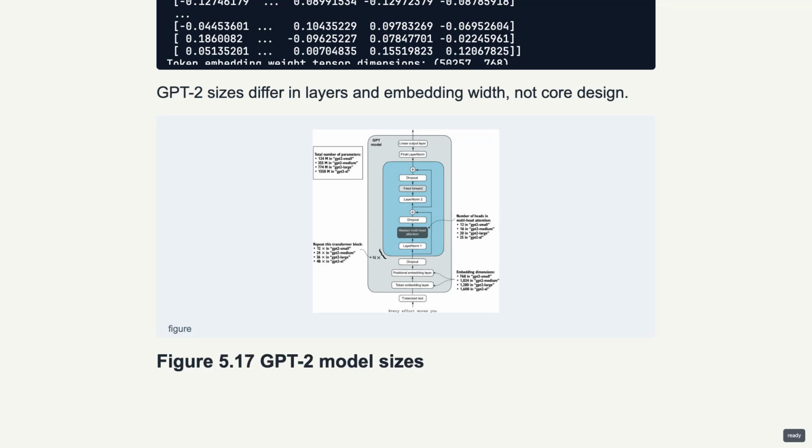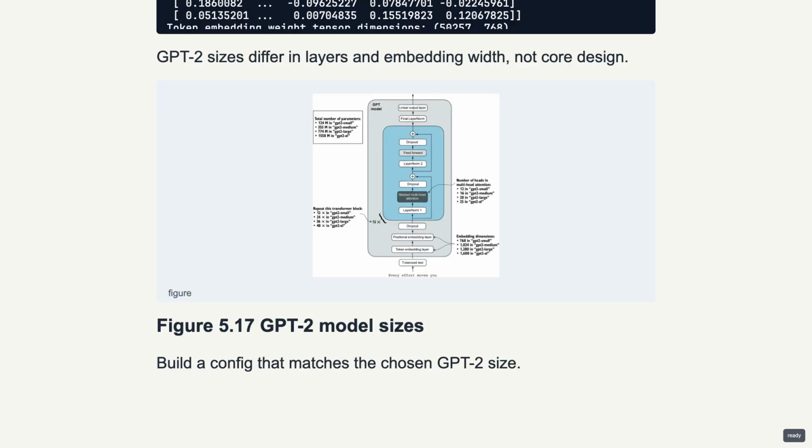The diagram makes the scaling pattern explicit. More parameters come from more repeated blocks and larger hidden dimensions. The computation stays the same, only the scale changes. Before copying weights into our model, the configuration has to match the pre-trained architecture exactly. That means selecting the right layer count, head count, and embedding size for the model variant we want.